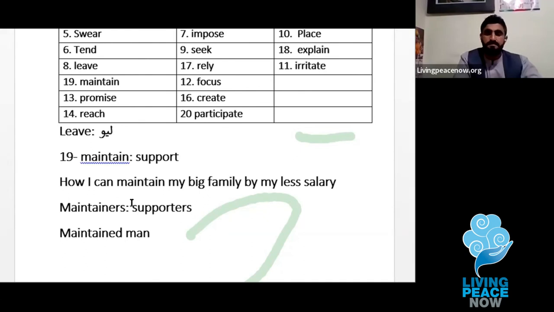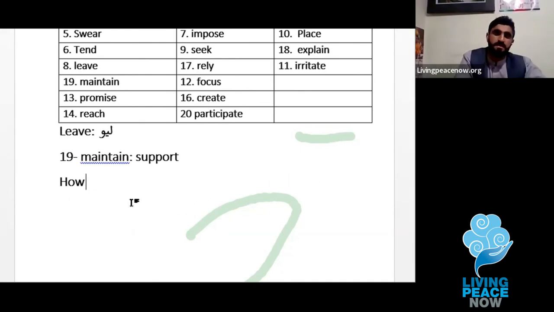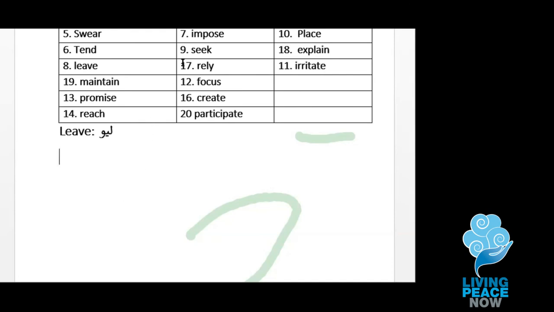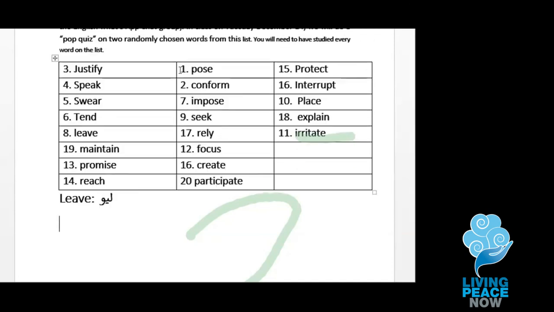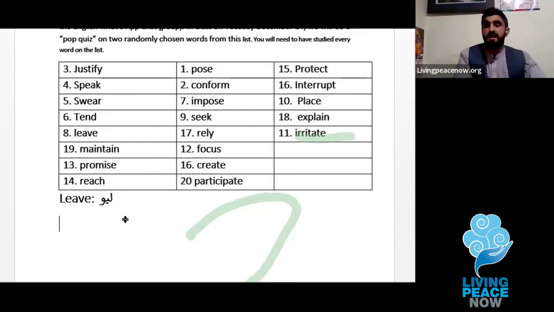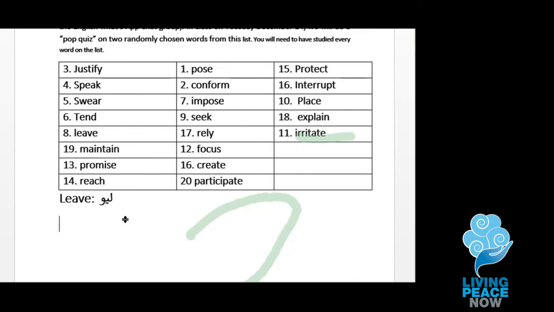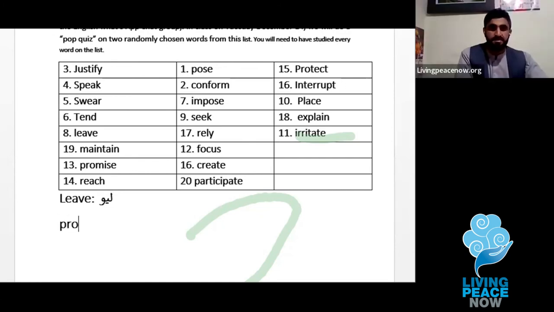And we have one more word. Yeah, we have one word. Which one, Bashir, which one would you like me to explain? That's 13, promise. Yeah, I can't explain all the words. Just type more. That belongs to you. Promise. Yeah, promise is a good word.